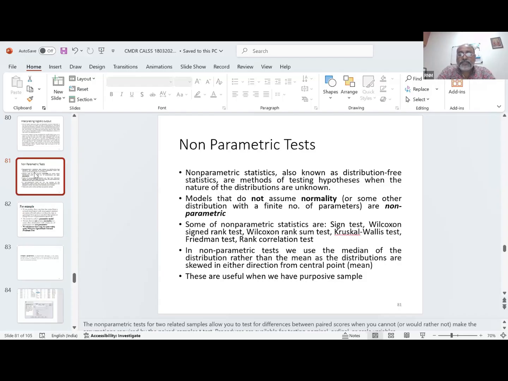Now in SPSS, all six tests are available, but I'll show only four of them. As I told you, the mean and standard deviation are crucial in a parametric test. It is absolutely necessary for mean and standard deviation to be there. But in non-parametric tests, we can execute the statistical tests with the help of medians also. So these will be helpful for the purpose of the sample, as I told you in the beginning.